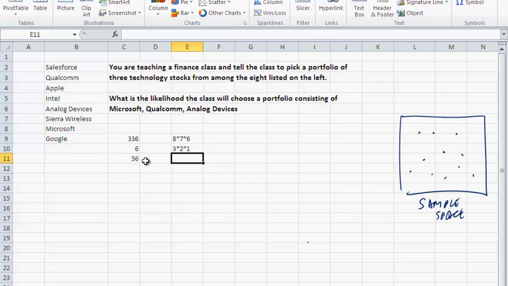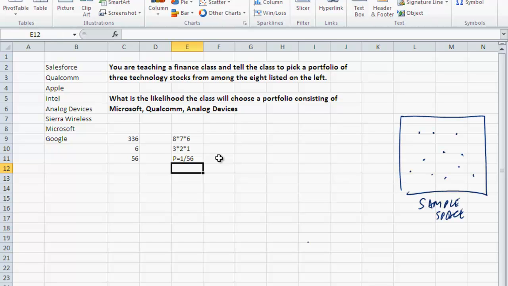So the sample space consists of 56 outcomes, and only one of those outcomes consists of the set Microsoft, Qualcomm, Analog Devices. Therefore, assuming that all these outcomes are equally likely, and you can argue that they're not, then the probability that I'm looking for is simply 1 divided by 56.